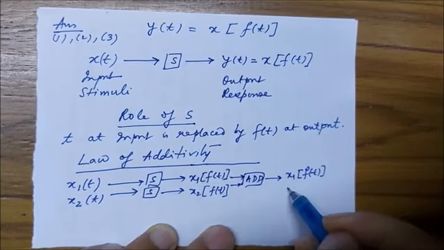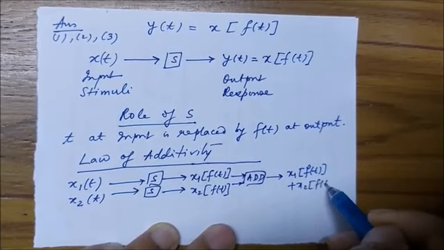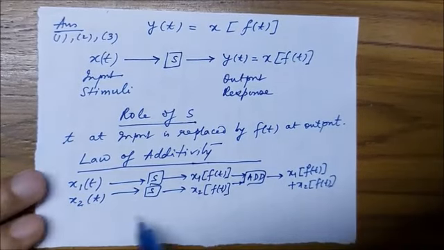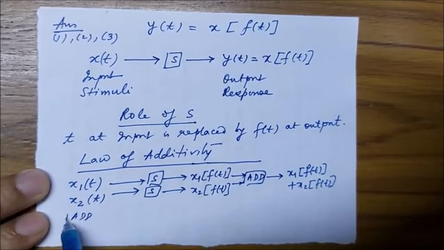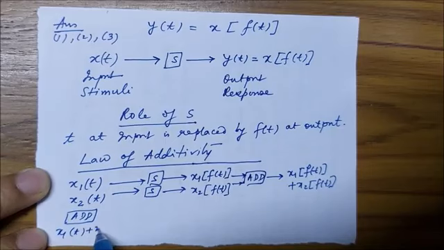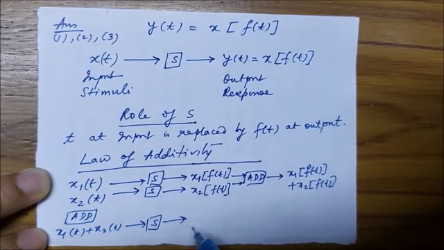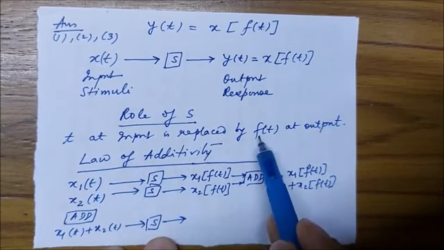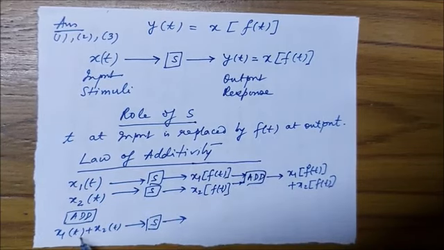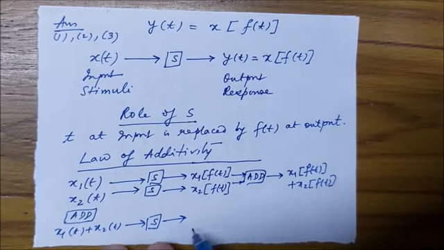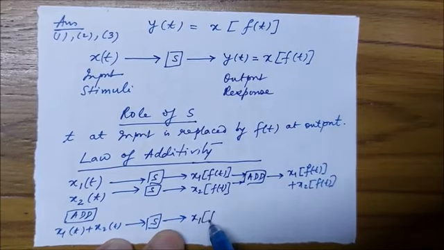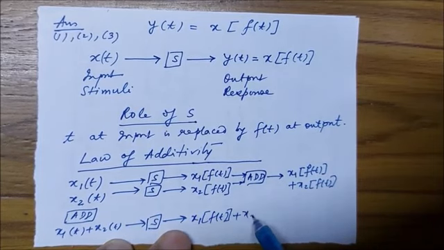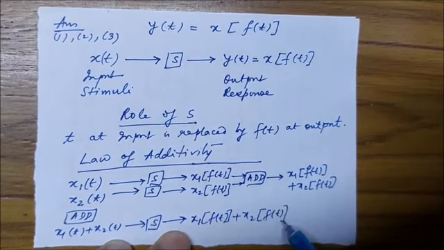is x1 plus x2, and we have to add these two and then pass them through the system, and the response is that again t will be replaced by f of t. So here we have to look for t. So here is one t, here is another. So the response will be x1 f of t plus x2 f of t.